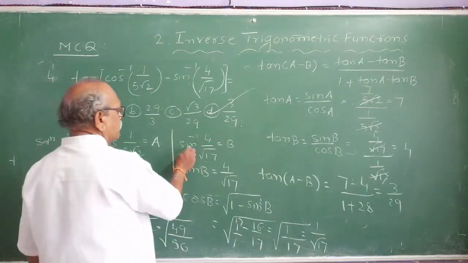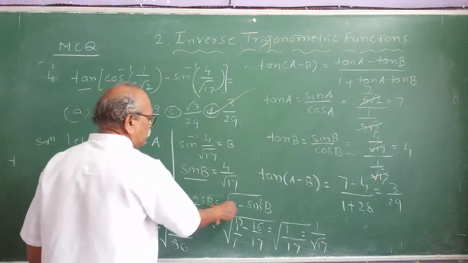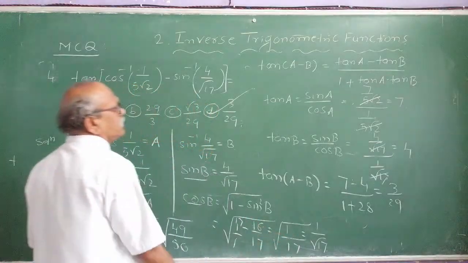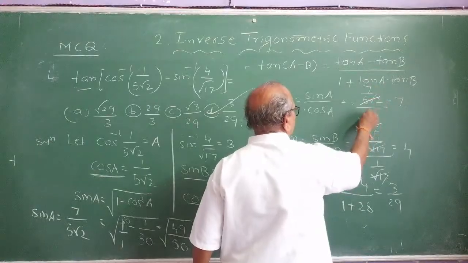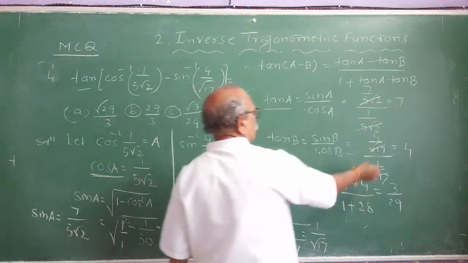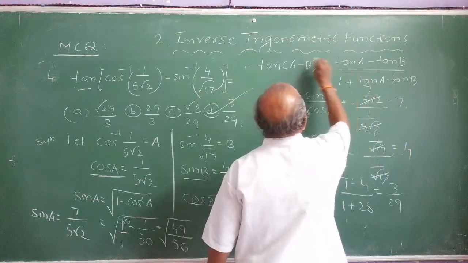Similarly, you take sin inverse of 4 by root 17 as B, so sin B is 4 by root 17. Cos B will be root of 1 minus sin square B. Take LCM, you will get 1 by root 17. Now, you know that tan A is sin A upon cos A, 7 upon 5 root 2 upon 1 upon 5 root 2 is equal to 7. Tan B is equal to sin B upon cos B, 4 upon root 17 upon 1 upon root 17 cancels, 4.